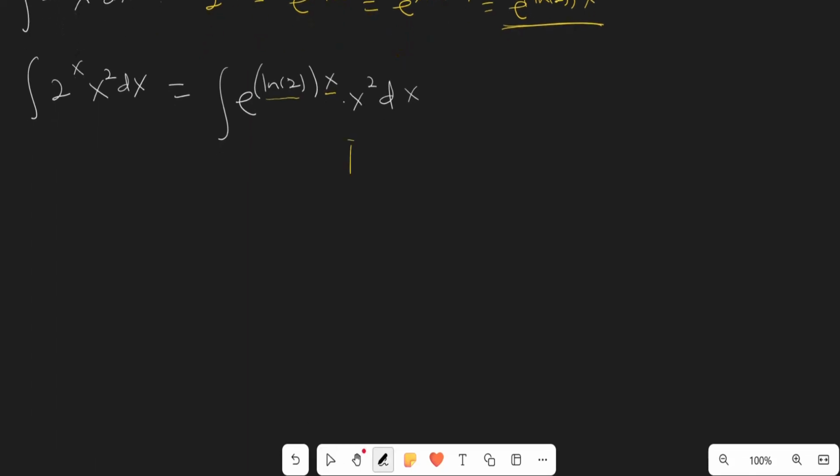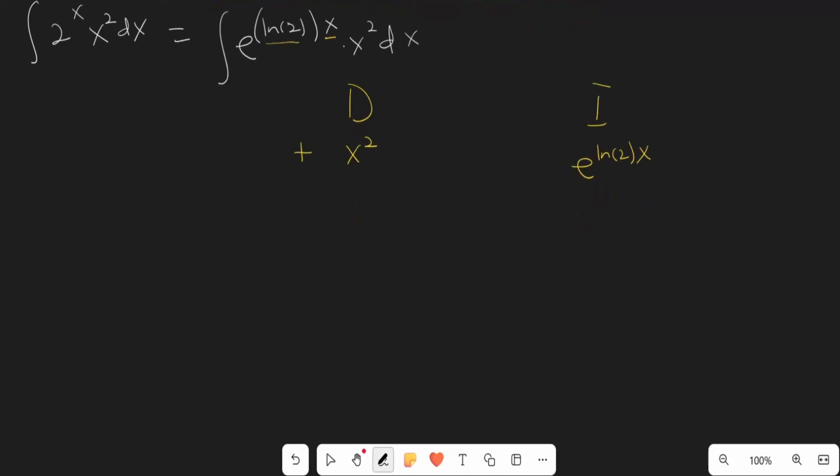So when you are using integration by parts, the DI method, I am going to differentiate this part, x squared, and integrate e to the natural logarithm of 2 times x. So you have your plus and minus, plus, minus. So differentiating x squared is 2x, differentiating this is 2, and this is 0. Integrating this one, we just have to differentiate what is in the power and divide. So differentiating the power is natural logarithm of 2, then we divide, 1 over natural logarithm of 2.